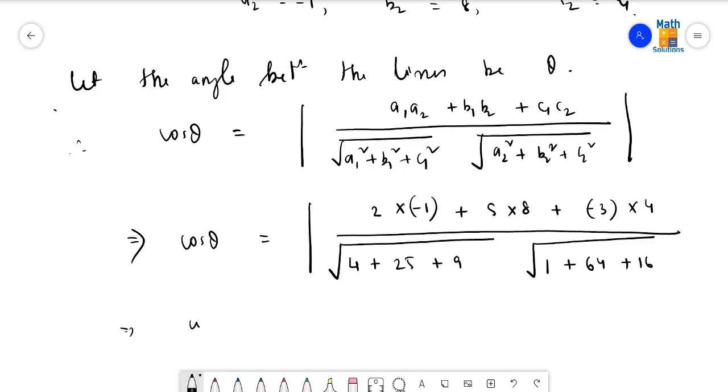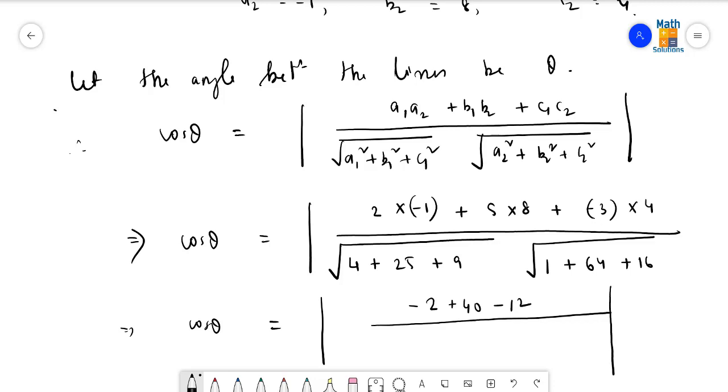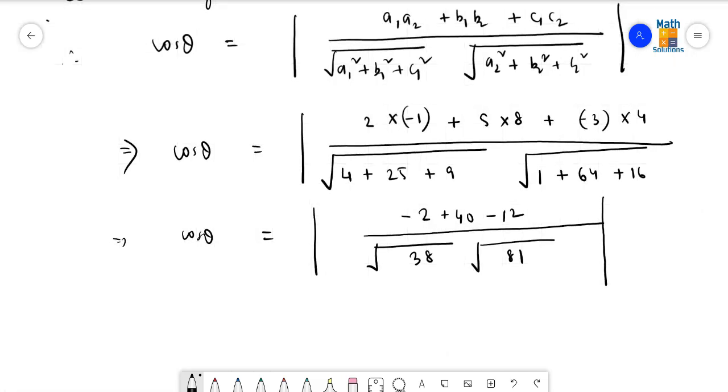After this, cos theta is equal to, I shall be getting minus 2 plus 40 minus 12. Then the result in the denominator part: 25 plus 9 is 34, it is 38. Then in this part 16 plus 64, the result is 80 plus 1, it is 81. Then after, we shall get what?